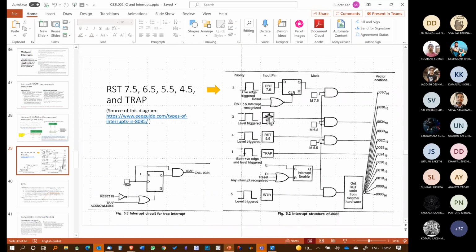Similarly, if you have a RST 6.5, that's level triggered. These two are level triggered. So if the mask bit is not set, then RST 6.5 and the mask bit inverted will take you to this address. So you will find that this is the internals of what happens when a trigger comes in. I found this diagram in the morning because I was trying to see, can I draw a consolidated picture of what I said in this slide? But this is a consolidated picture.